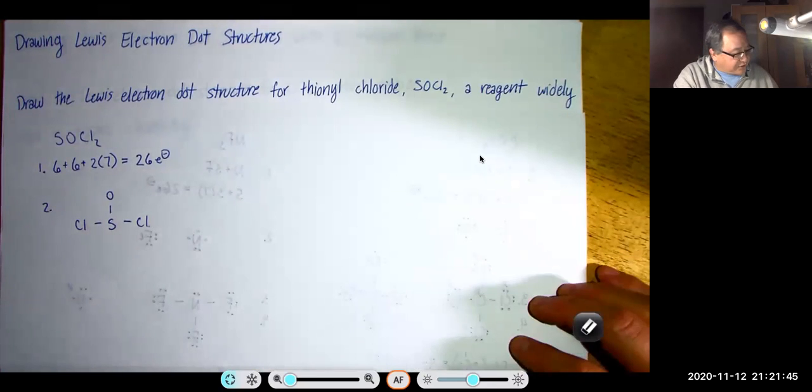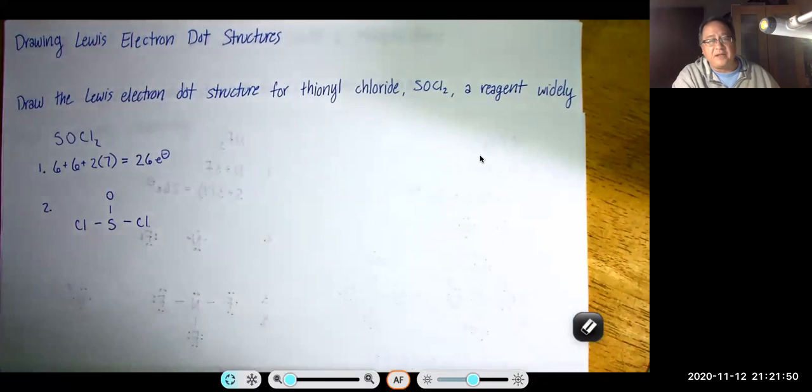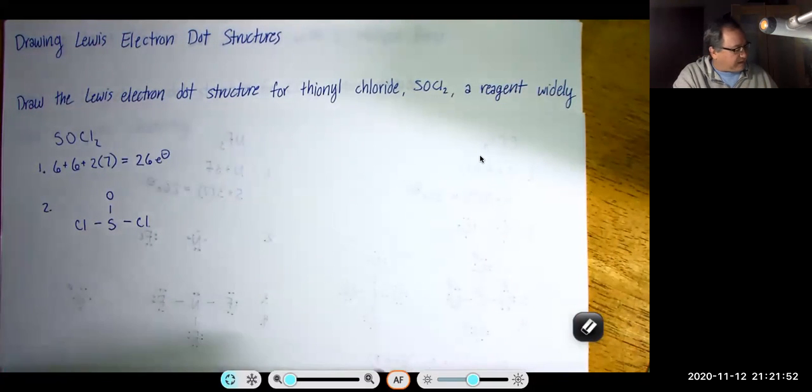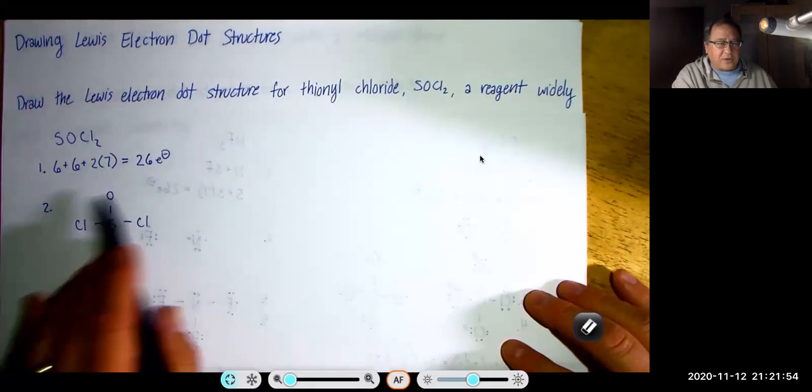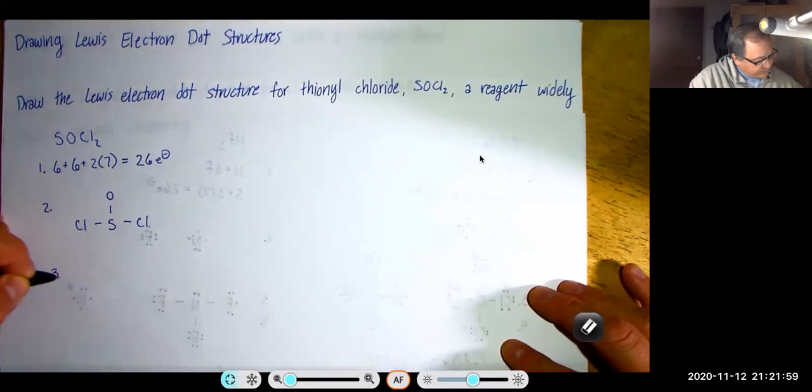Now, you could put the oxygen on the left, the right, the bottom, any which way you want it. You could even make this look like a propeller and even them out. It doesn't matter. But here is the Lewis structure to begin with. This is number 2. And then number 3, you're going to do this.